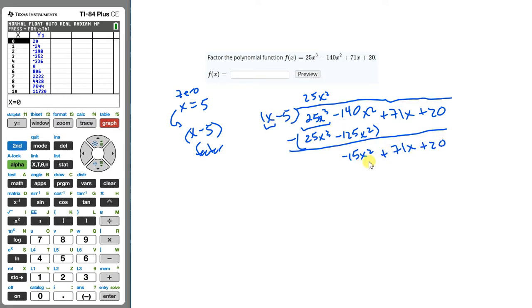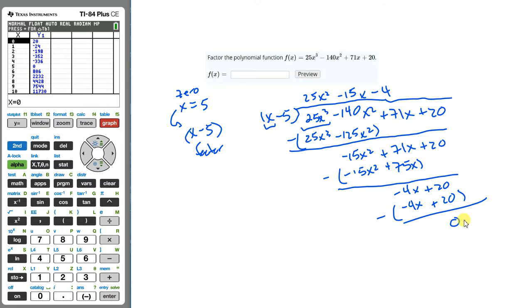Okay, how do I make an x look like a negative 15x squared? I need a negative 15, and then I need another power of x. So I'm going to have negative 15x squared, and that's going to be plus 75x. Subtract, because it's been accounted for. Negative 15 plus 15 is gone. 71 minus 75 is negative 4x. To make an x look like a negative 4x, I can just go negative 4. Negative 4 times x is negative 4x. Negative 4 times negative 5 is plus 20. Subtract. Remainder is 0. We're happy, right?